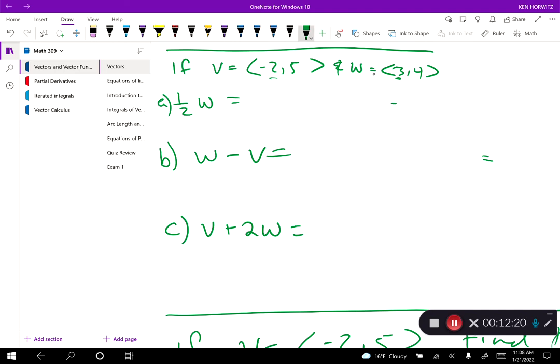So I have vector W, and I'm multiplying it times the scalar of 1/2. So I have 1/2 times <3, 4>. And remember what we said was that if we are going to multiply our vector times that scalar, which is 1/2, we take the 1/2, multiply it times 3, so that's 3/2, and multiply 1/2 times 4, and I get 2. So there is your final answer.